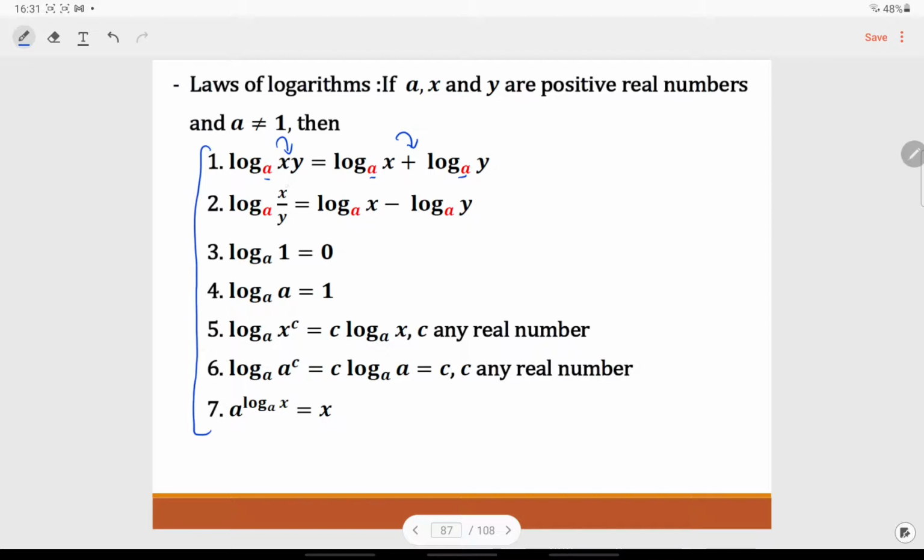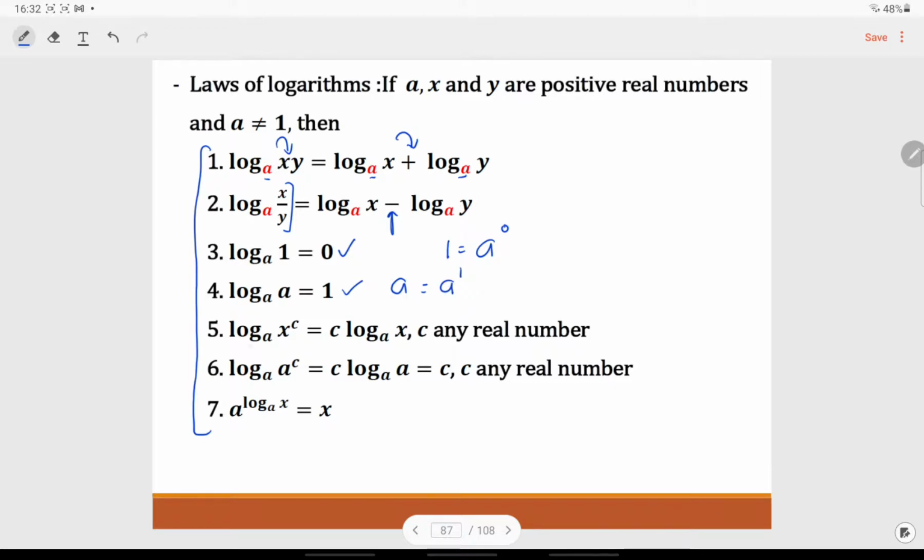For division, it becomes subtraction. Now, log 1 to the base a equal to 0, because 1 is equal to a to the power of 0. Any number to the power of 0 equal to 1. Log a to the base a equal to 1, because a equal to a to the power of 1.